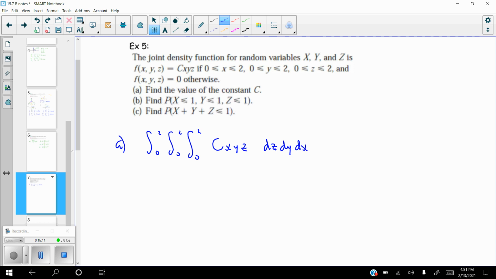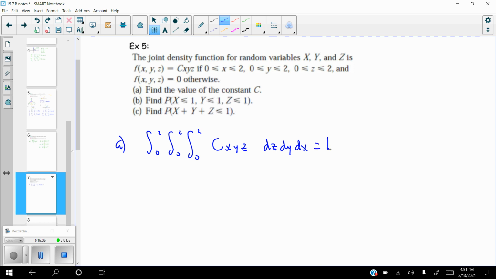Now, here's the thing we need to know that we hadn't talked about before. This is a joint density function. Basically, it is giving you a probability. It's saying that as long as x, y, and z are between 0 and 2, this is the function. It's 0 otherwise. If you know anything about probabilities, the sum of all probabilities of a function needs to add up to 1.